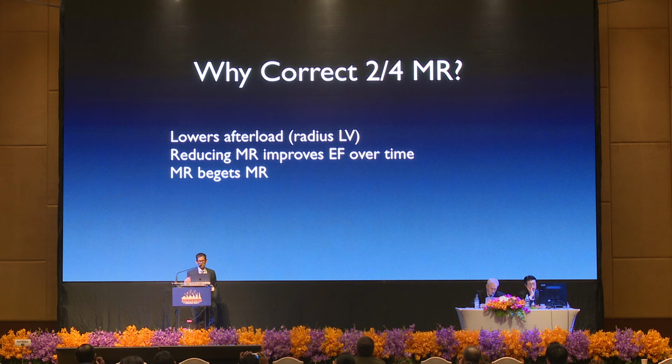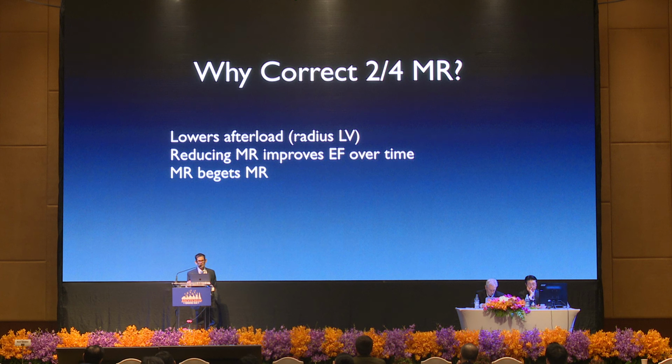I guess the next question we could ask ourselves, saying there's a relative lack of evidence, is why should we correct 2-on-4 MR anyway? And I guess logically we'd say, well, we all know that if you reduce your afterload, you reduce the radius of the left ventricle. And if you reduce the radius of the left ventricle, you reduce your stress forces, you reduce the work the ventricle has to do, you reduce your oxygen consumption, and the ventricle works better. So purely as a treatment for afterload, then treating the MR is a useful thing to do.